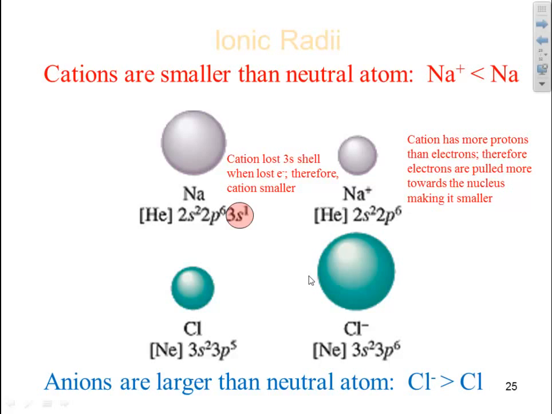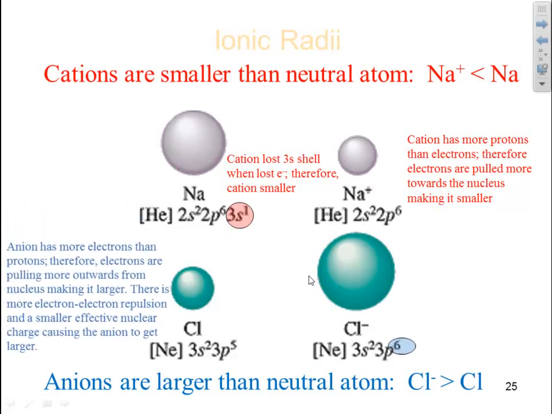Anions are larger than their neutral atoms, so chlorine minus is larger than chlorine. An anion has more electrons than protons. Therefore, the electrons are pulling more outward from the nucleus, making it larger. There is more electron-electron repulsion, and a smaller effective nuclear charge, causing the anion to get larger.